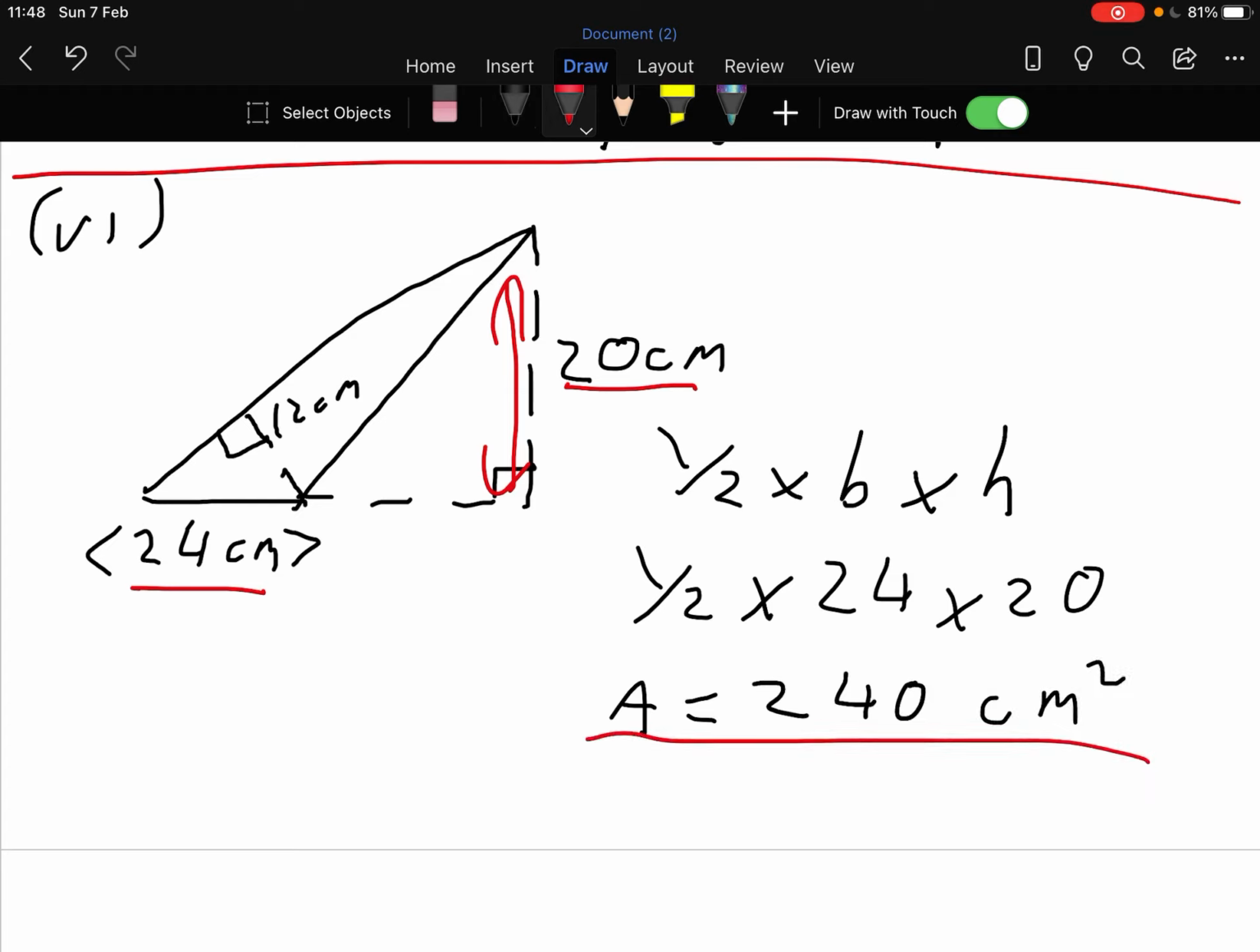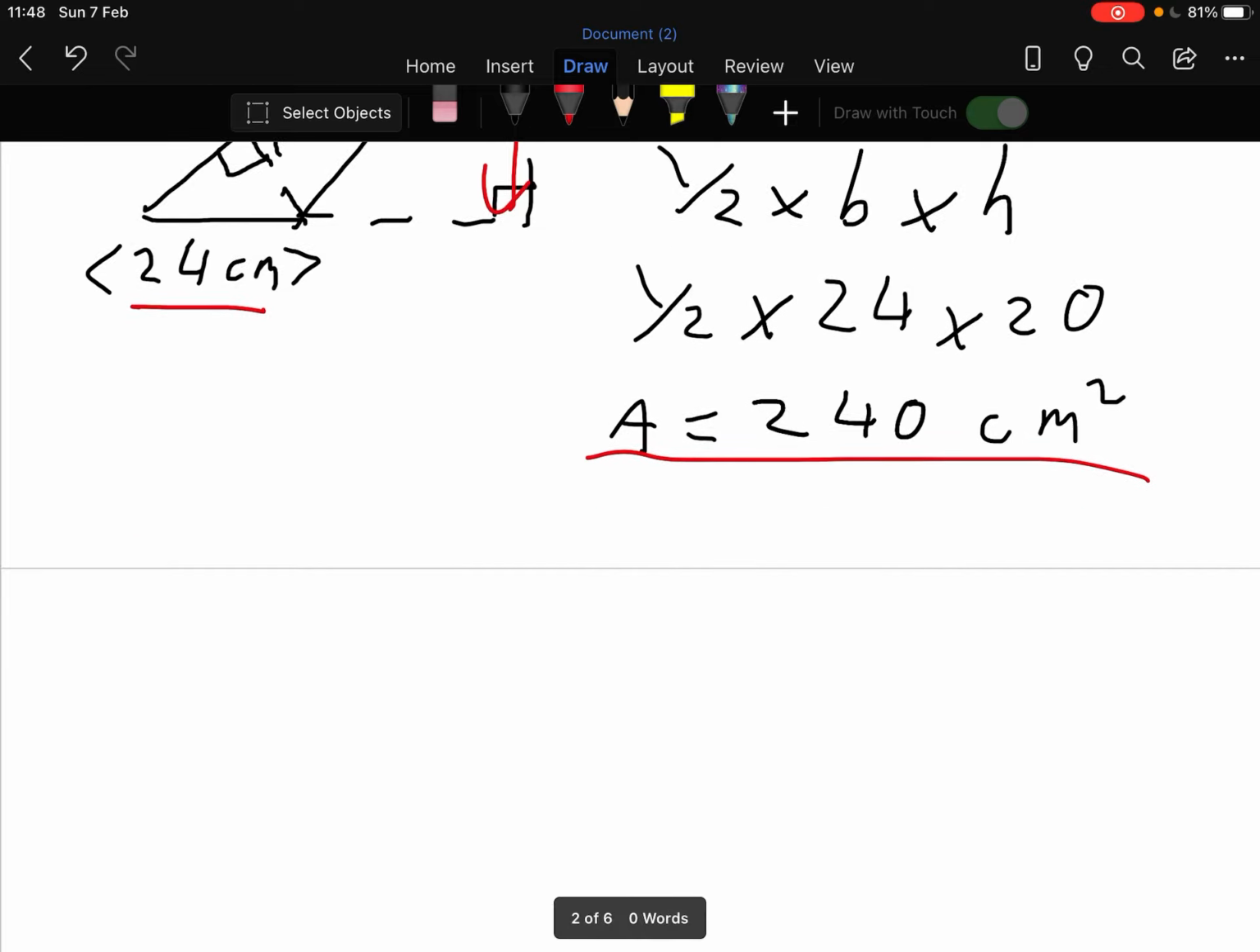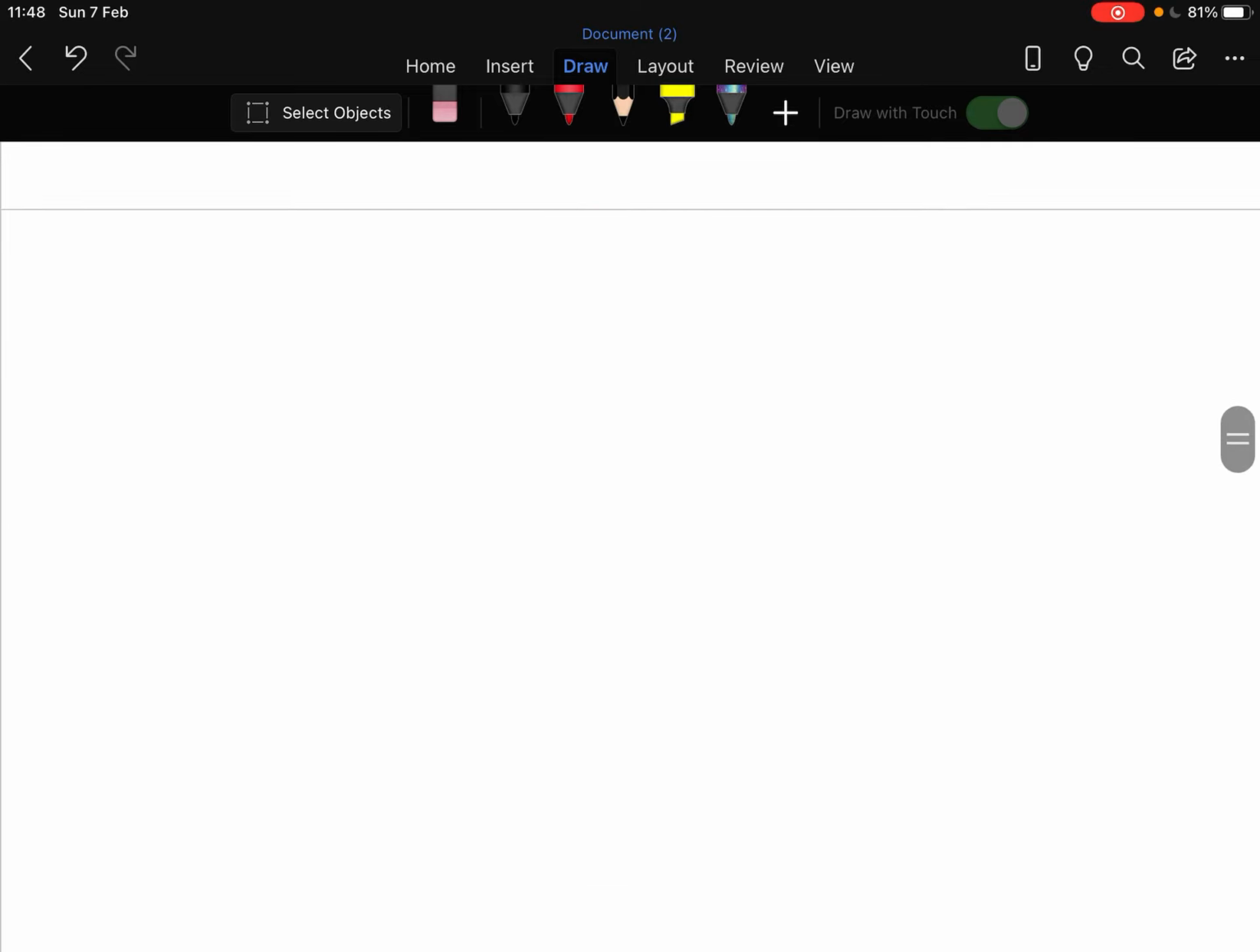Okay, so be careful guys. Sometimes it's the vertical height that'll catch you, and that's all it is. You take the vertical height, okay? All right, now that's just areas. Now we're on to the more difficult stuff.